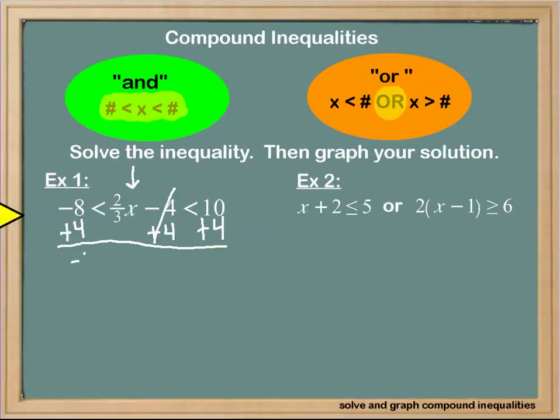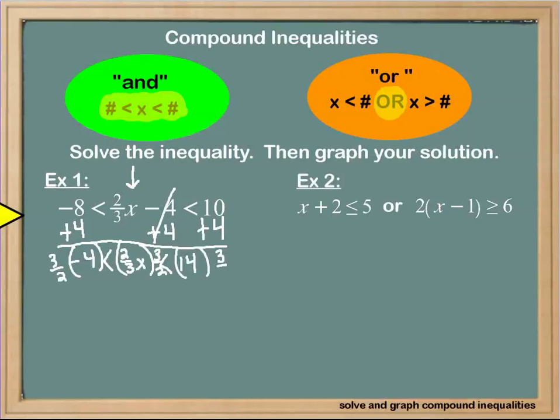So I get negative 4 is less than 2/3 x, which is less than 14. Lastly, I have to get rid of the 2/3. I'm going to do that by multiplying by the reciprocal, which is 3/2.